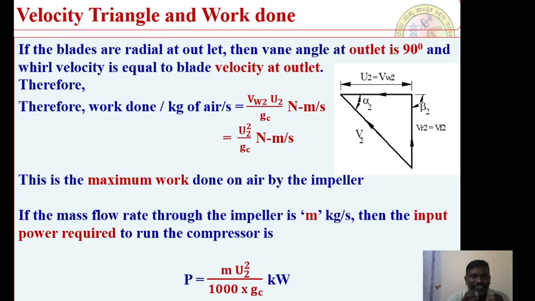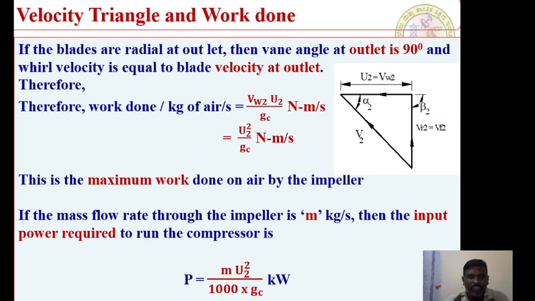For example, at inlet alpha 1 is equal to 90 degrees, VW1 is equal to 0. In case the blades or vanes are radial at inlet, beta 1 is equal to 90 degrees and VW1 is equal to U1. The tangential velocity at that inlet is equal to the blade speed. So this is very, very important. VW1 is equal to U1. VW1 is not equal to 0 because the blades are radial, not the discharge.